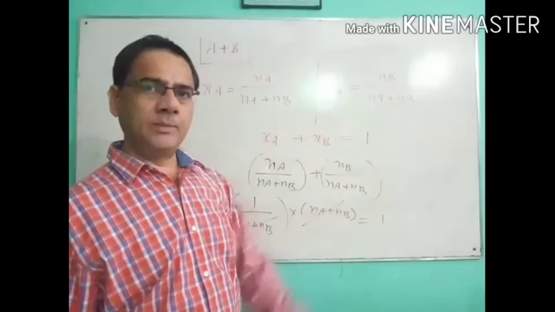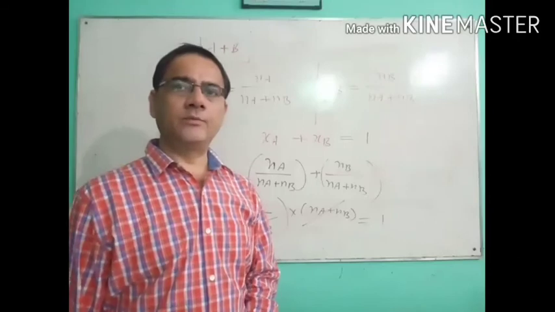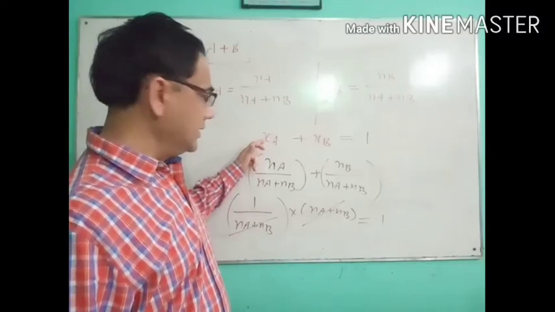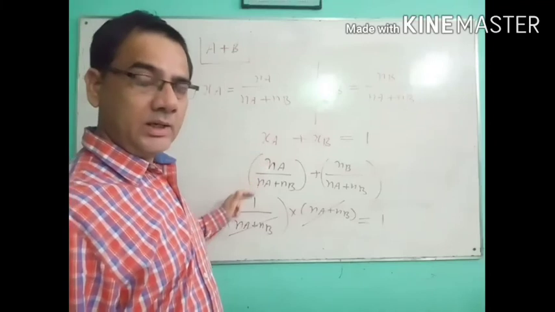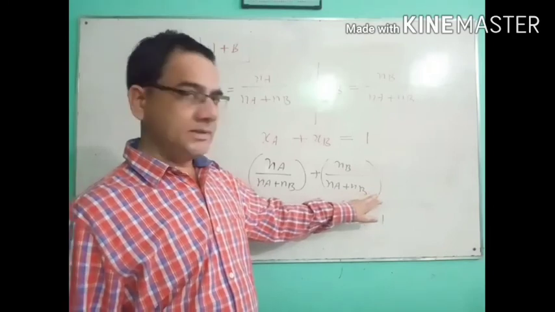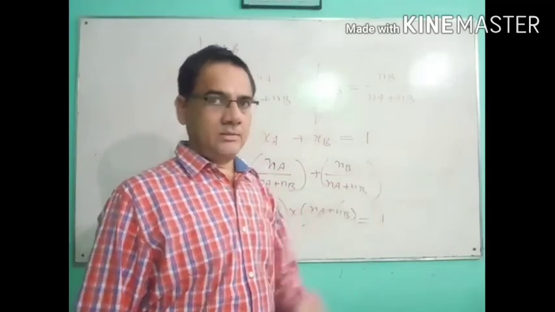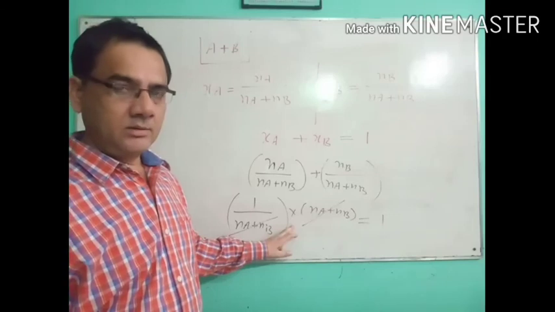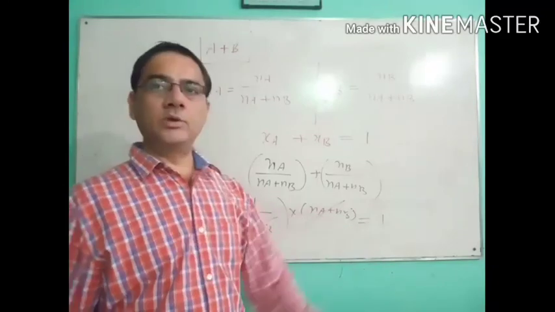Now just imagine and keep in mind, if three components are there, then also the sum of the mole fractions of the three components will be equal to 1. How can we calculate? XA plus XB plus XC is equal to 1. And you see Na upon Na plus Nb plus Nc, plus Nb upon Na plus Nb plus Nc, plus Nc upon Na plus Nb plus Nc. So what will be the common factor? 1 upon Na plus Nb plus Nc. Then what is left inside? That is Na plus Nb plus Nc. Both will be cancelled, and that is equal to 1.